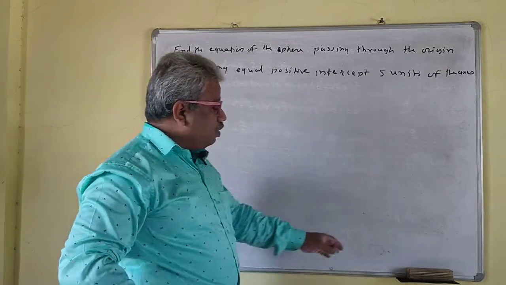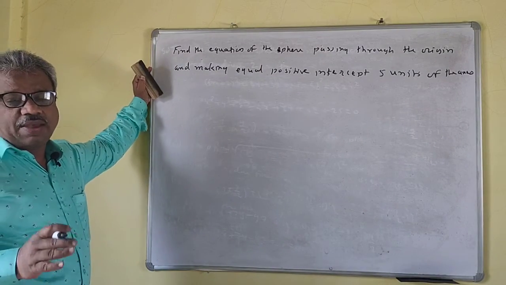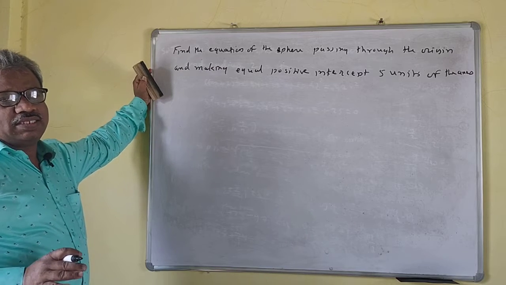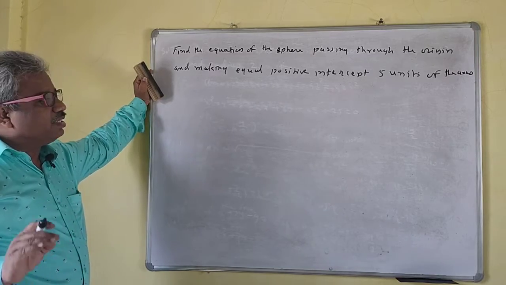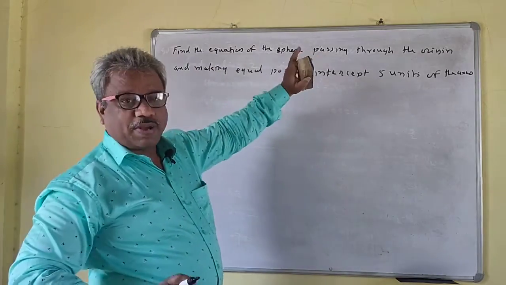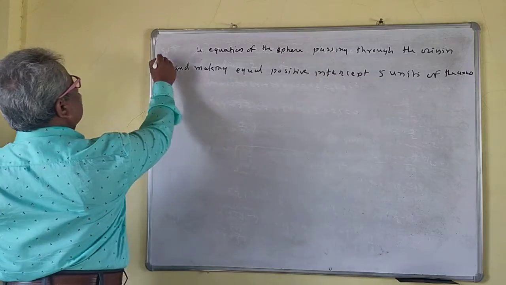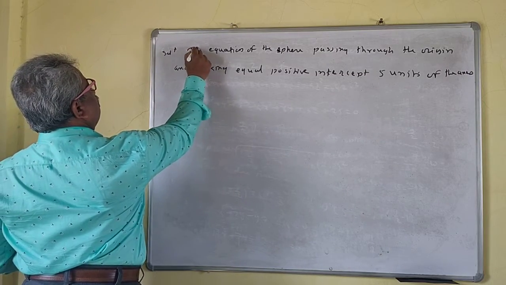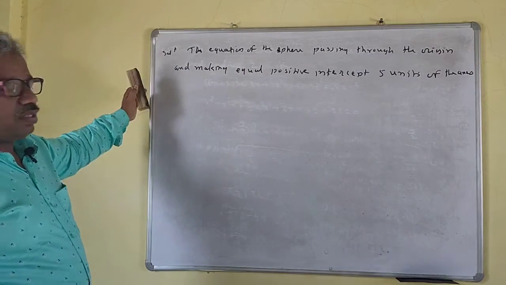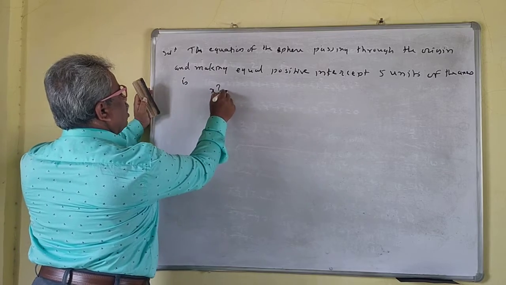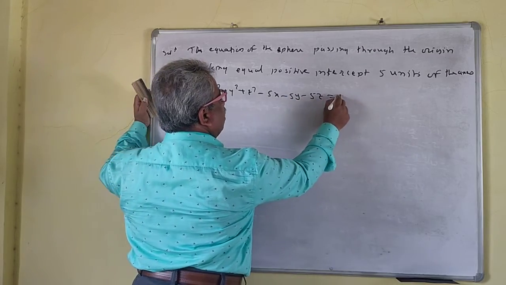Again this is one line, because you have given the intercepts. a, b, c are the intercepts. You know that the sphere passing through origin having intercepts a, b, c on the coordinate axes, then the equation of the sphere is x square plus y square plus z square minus ax minus by minus cz is equal to 0, because the sphere passes through origin. Now here a, b, c is equal to 5. So directly we can write the solution. The equation of the sphere passing through the origin and making equal positive intercepts 5 units on the axes is x square plus y square plus z square minus 5x minus 5y minus 5z is equal to 0.